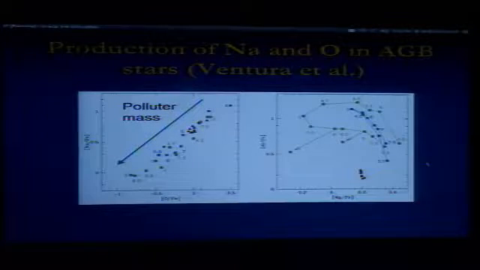And this is for aluminum and iron. In this case, only the stars essentially above 5 solar masses really contribute. The other ones produce very little of these quantities.